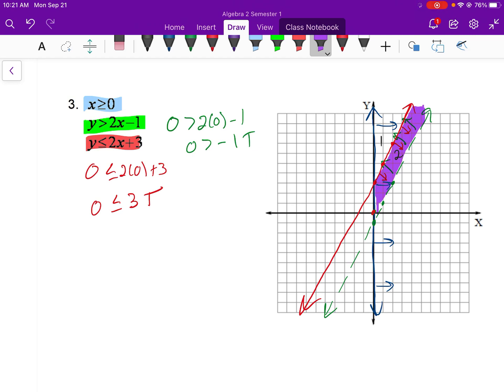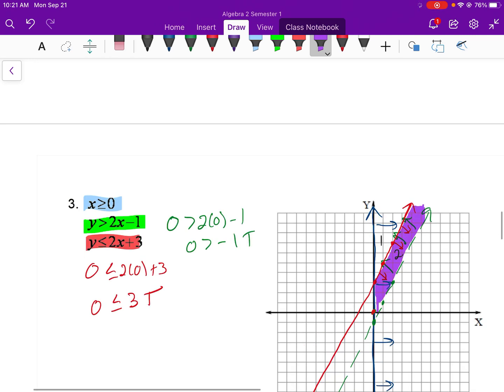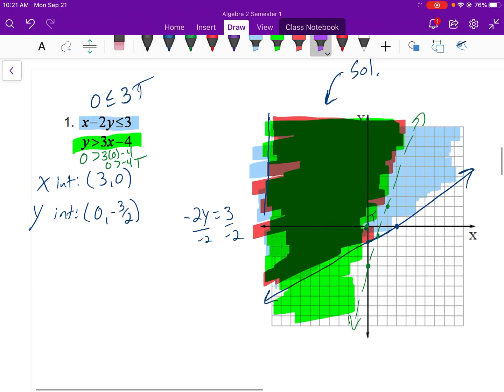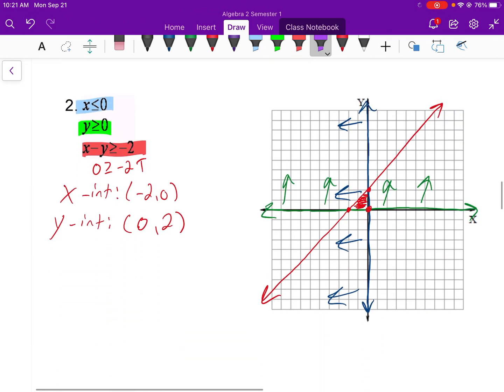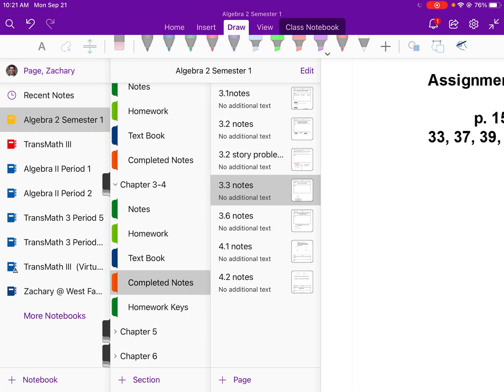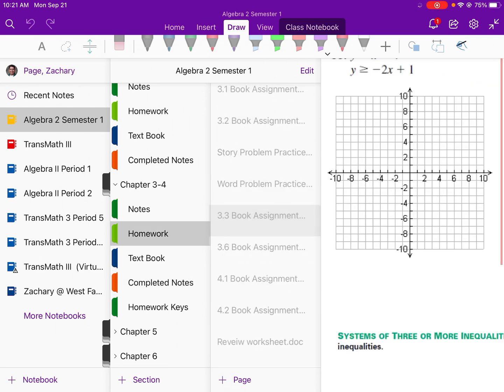Okay, so again, there are two different routes you can go with the shading. You can do the arrow route, which I recommend, or all the shading, which tends to get a little messy. But in that case, find the overlap and then tell me where the solution is. Okay, that is 3.3, system of inequalities, graphing them.